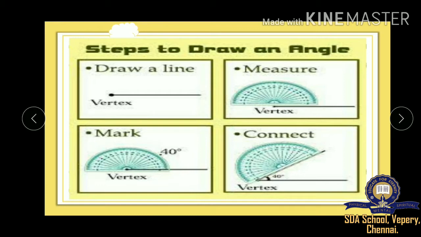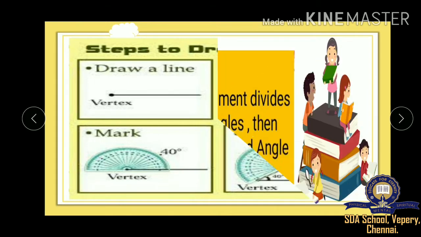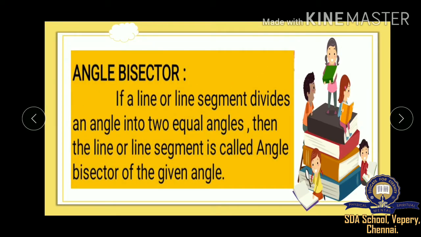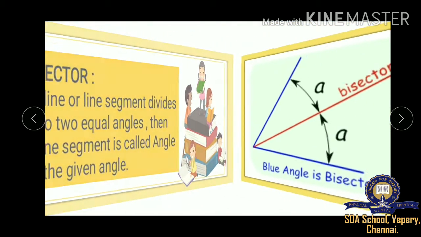Yes. Now we move on to our section. First, what is an angle bisector? Angle bisector is if a line or a line segment divides an angle into two equal angles, then the line or line segment is called the angle bisector of the given angle. See, in this definition, what they are saying is that if a line or a line segment divides an angle into two equal angles, then that line is an angle bisector. If you see an example, it is more clear for you students.